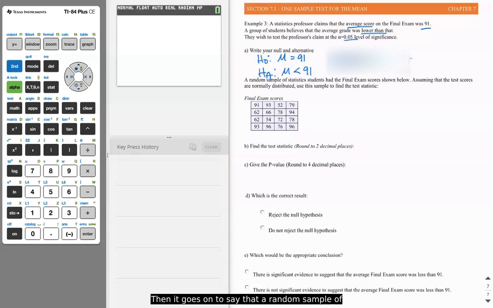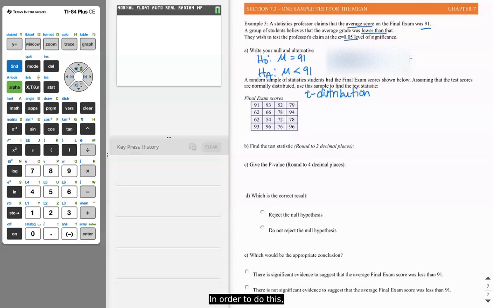Okay. And then it goes on to say that a random sample of statistics students had the final exam scores shown below. Assuming that the test scores are normally distributed, use the sample to find the test statistic. Okay. So instead of just telling us the sample mean, the sample size, the sample standard deviation, or even the population standard deviation, we just have data. So since we just have data, we're going to use our t distribution, or a t-test, since I just am going to end up with a sample mean and a sample standard deviation.